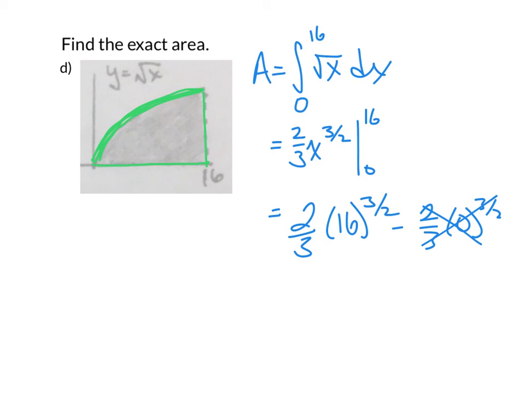Obviously this last term is going to be 0, but evaluating the first one, we got 2/3, 16 to the 3/2. Well, square root of 16 is 4, and we take that to the third power. That's going to make 64. Simplifying this expression, I get 128 over 3.